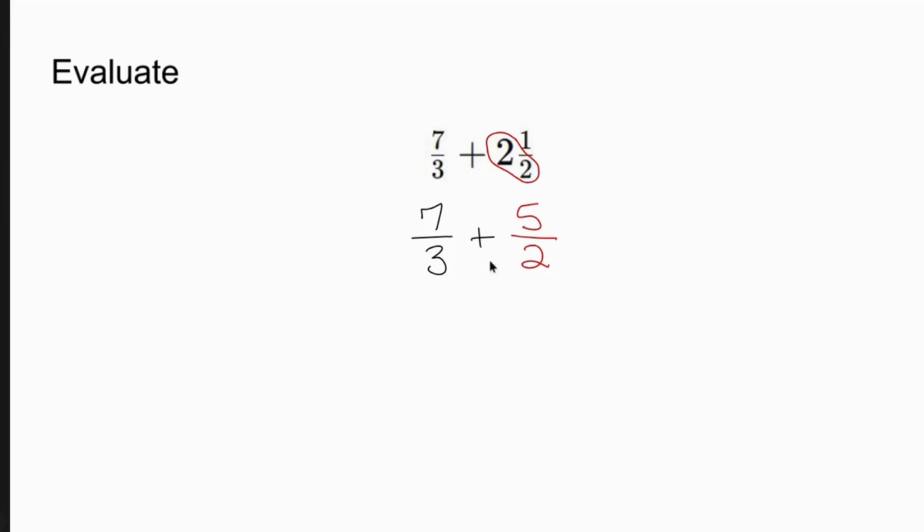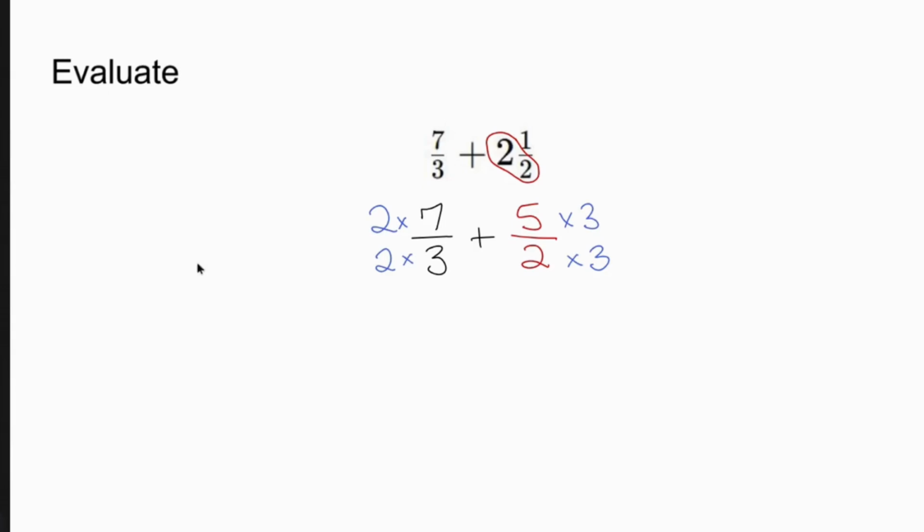Now, how do I add those? Well, I need the same exact denominator. My least common denominator here is going to be 6. So what I'm going to do is multiply 3 times 2 to get me a denominator of 6. Whatever I do to the denominator, I have to do to the numerator as well. How do I make this guy have a denominator of 6? Multiply by 3. Whatever I do to the denominator, I do to the numerator as well.